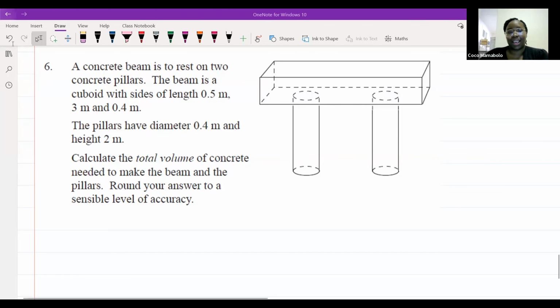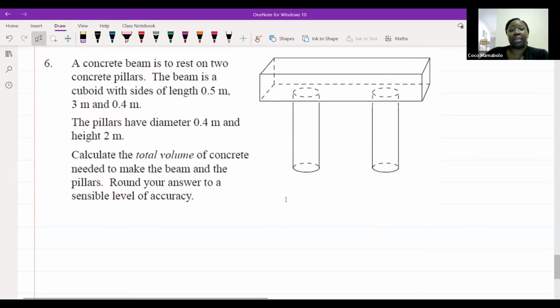All right, peeps, that's time. Okay, let's have a look at this question very quickly. It says here, a concrete beam is to rest on two concrete pillars. The beam is a cuboid with sides of length 0.5 meters, 3 meters, and 0.4 meters. The pillars have a diameter of 0.4 meters and a height of 2 meters. Calculate the total volume of concrete needed to make the beam and the pillars. Round your answer to a sensible level of accuracy. I like the fact that they're saying this, a sensible level of accuracy, and we're going to speak about what that actually means in just a bit.